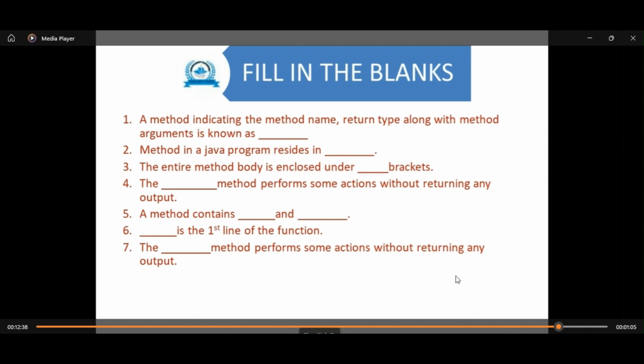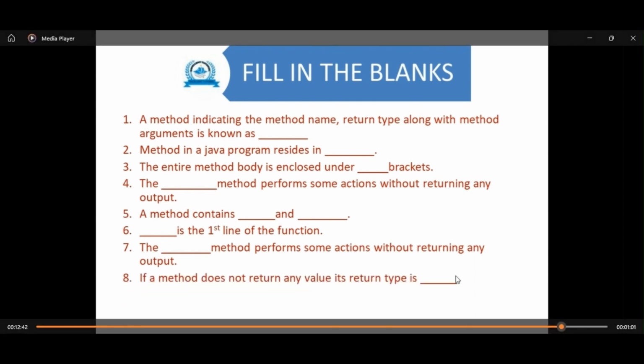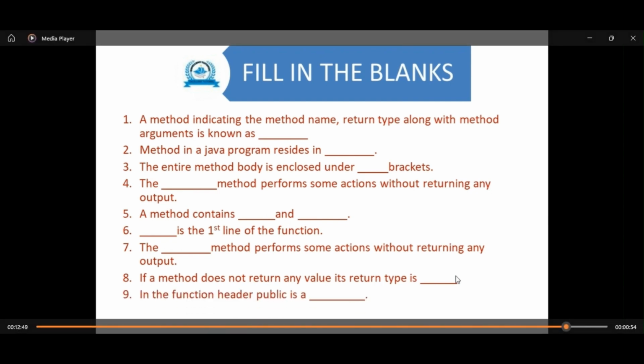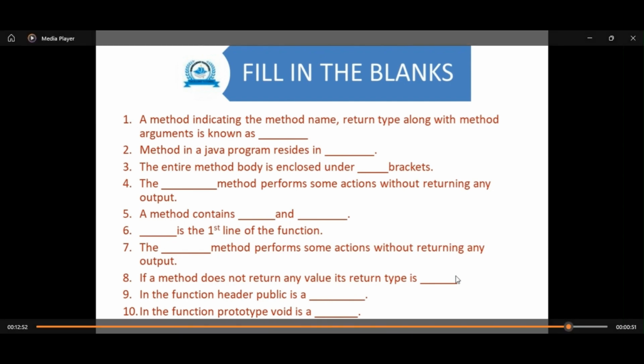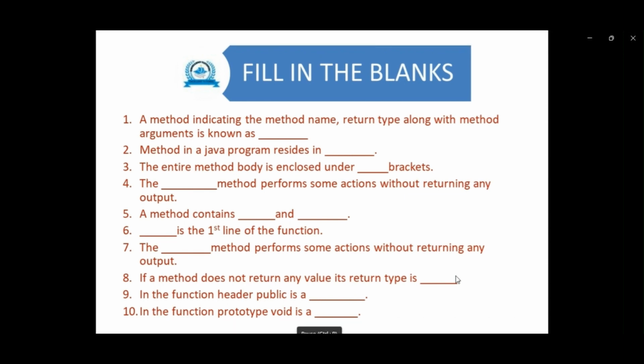The void method performs some actions without returning any output. If a method does not return any value, its return type is void. In the function header, public is an access specifier. In the function prototype, void is a return type.